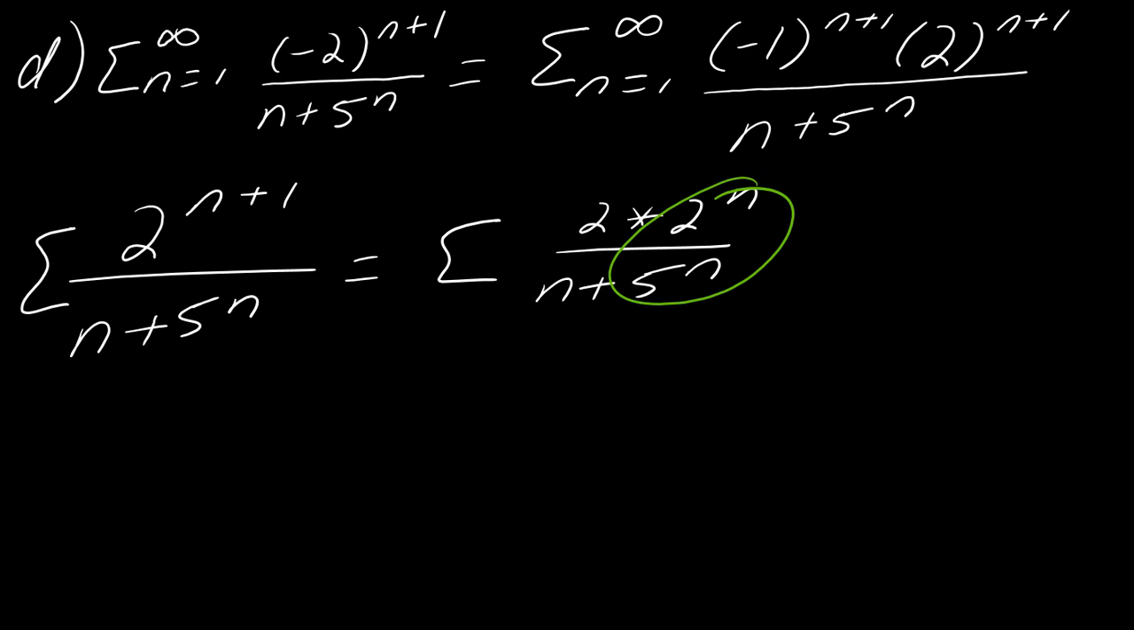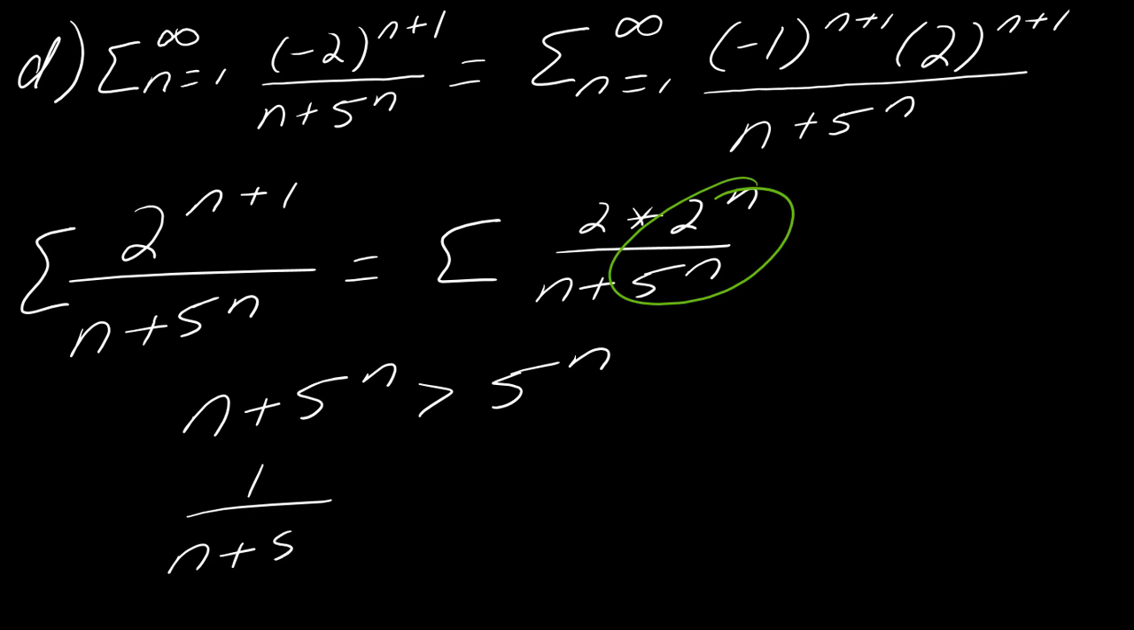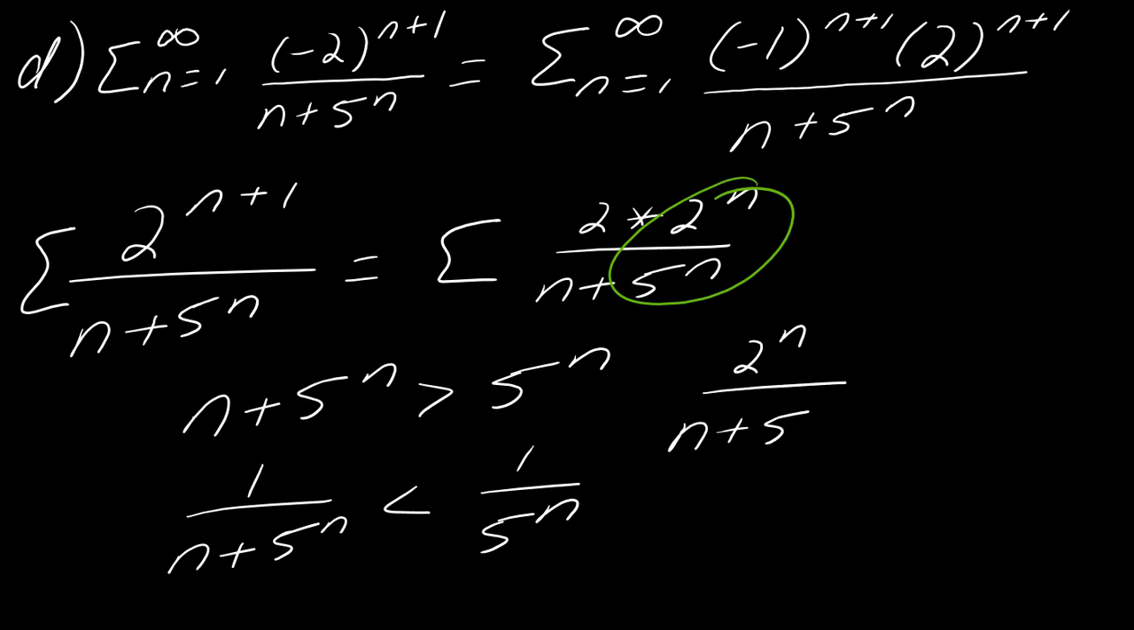So, okay, let's build this up. If I have n plus 5 to the n, that is certainly going to be greater than 5 to the n, right? Which then allows me to say that 1 over n plus 5 to the n is less than 1 over 5 to the n. Okay, so I can use this property here, and then I can multiply both of these by 2 to the n. So now I have 2 to the n over n plus 5 to the nth is going to be less than 2 to the n over 5 to the n. And then I can multiply these again by 2.